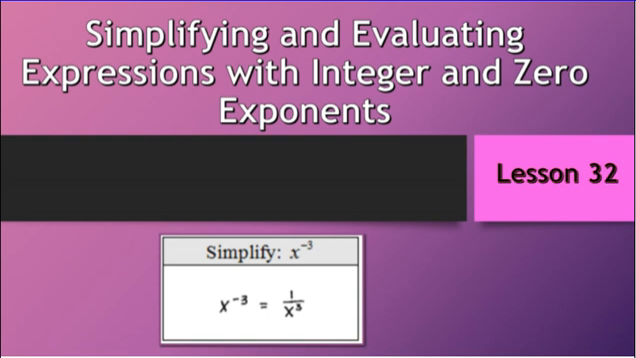Lesson 32, simplifying and evaluating expressions with integer and zero exponents.